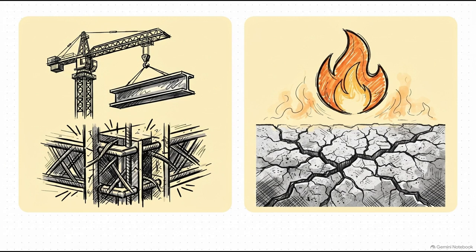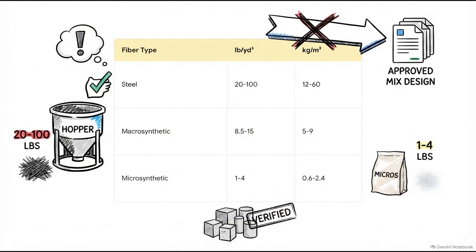Microfibers, on the other hand, are much finer. Their main job is to control plastic shrinkage cracking right at the beginning and provide specialized functions, like giving you fire-spalling resistance. And that brings us to typical dosage ranges for wet process fiber-reinforced shotcrete. Just think about the massive variance here. Steel fibers, they can range anywhere from 20 to 100 pounds per cubic yard. Meanwhile, microsynthetics are just 1 to 4 pounds.